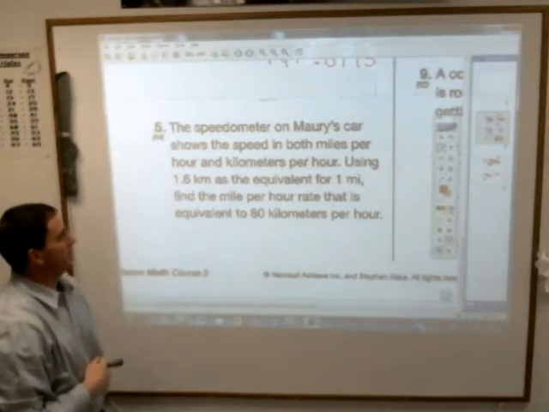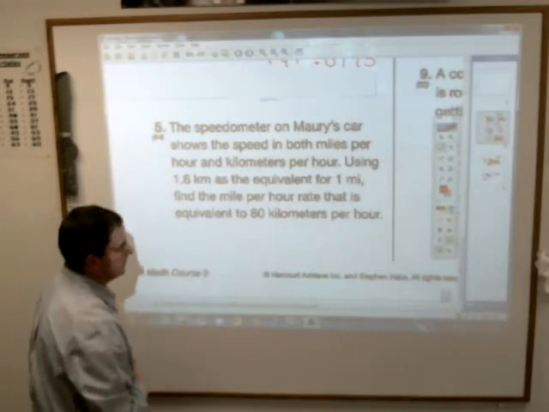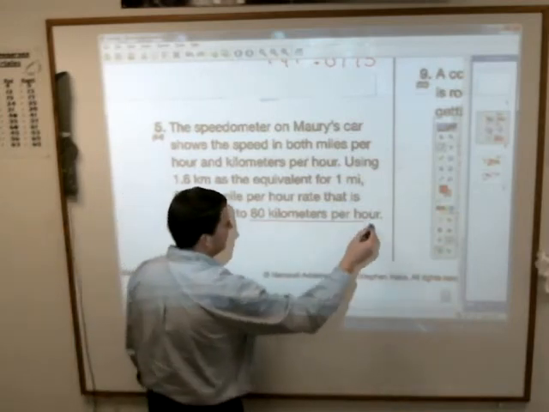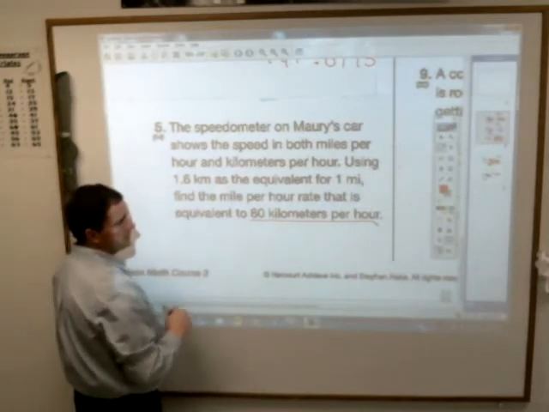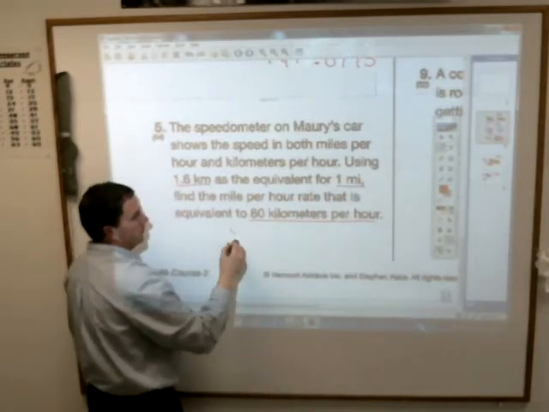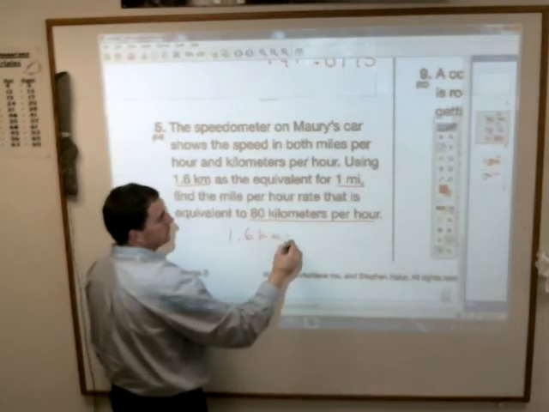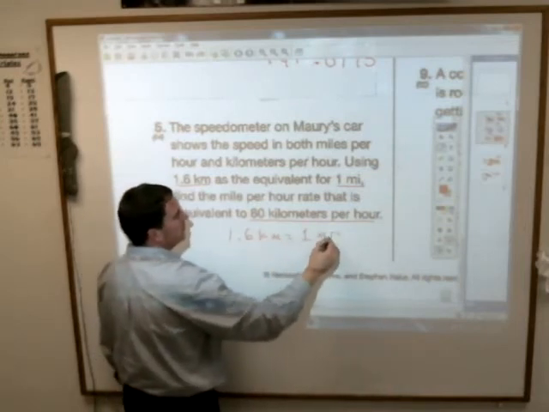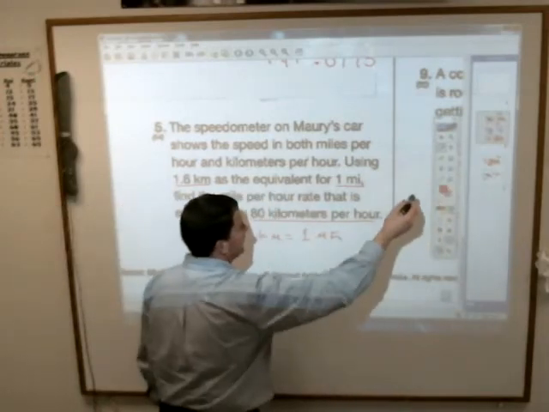Number 5 says the speedometer on Maury's car shows her speed in both miles per hour and kilometers per hour using 1.6 kilometers as an equivalent for 1 mile. Find the miles per hour rate that is equivalent to 80 kilometers per hour. Okay, so who asked me this? Sage? Okay, the gist of this is this. It tells you the conversion rate, 1.6 km equals 1 mile. That's your unit multiplier, that's your conversion fraction, ratio, whatever you want to call it there.